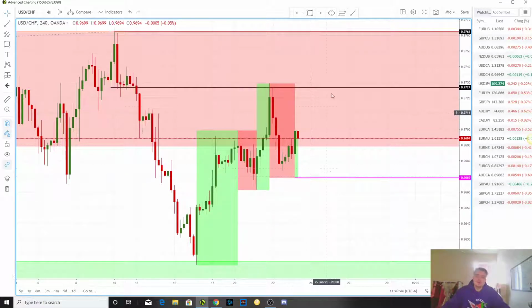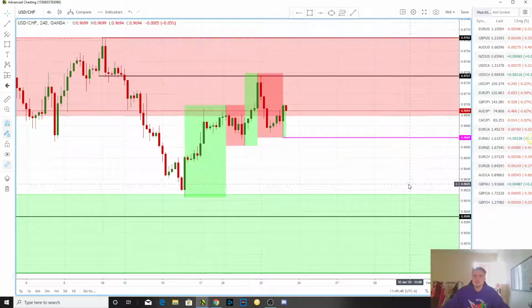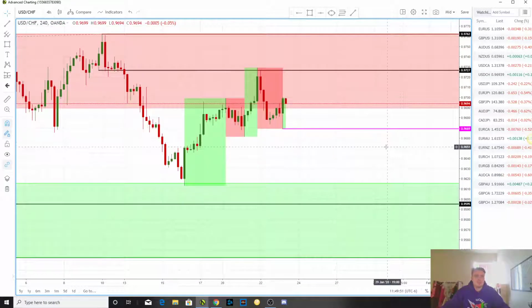I would prefer it though if this went a little higher on the curve before it went down, so then it takes us away and increases our profitability and trading potential there.